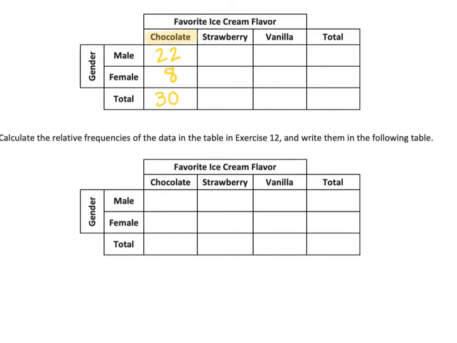I'll start this next one with you. Of the 25 students who prefer strawberry ice cream, so we're going to go to strawberry, 15 are females. So how many total students like strawberry? 25. How many of those are females? 15. So I want you to fill in how many are males. I'll give you about 10 seconds.